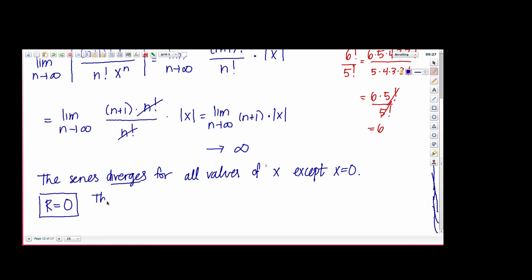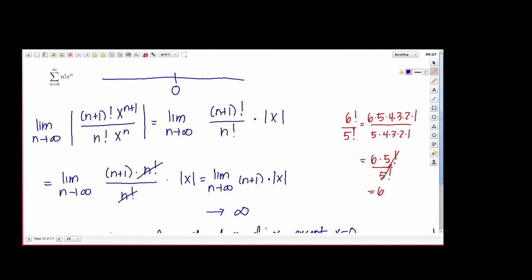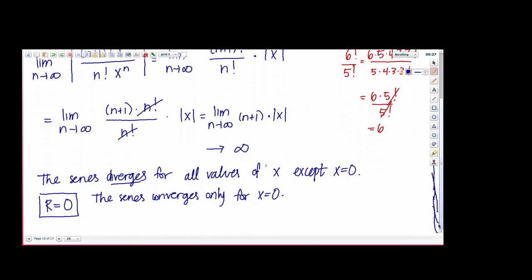So the series converges only for x equals 0. So again, this was a little different than our previous examples. Our series in this case only converges at the center because we got infinity for our limit for all values of x.